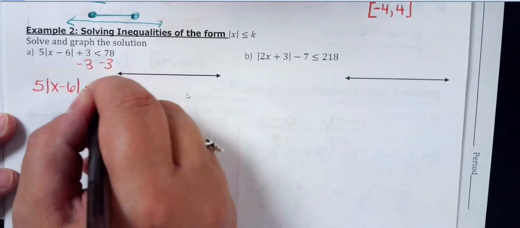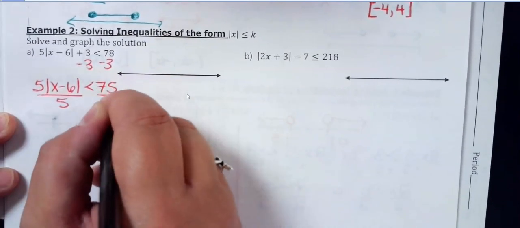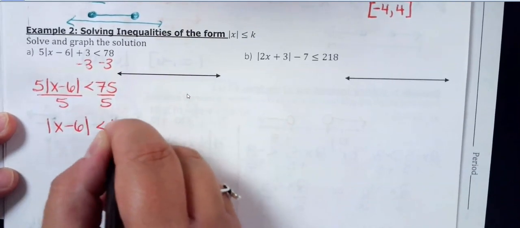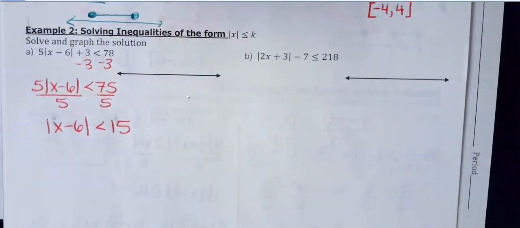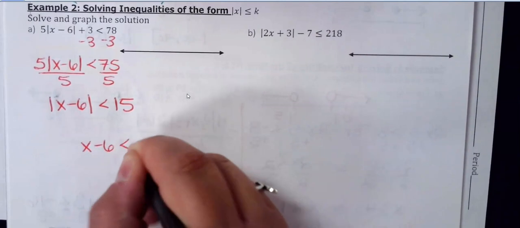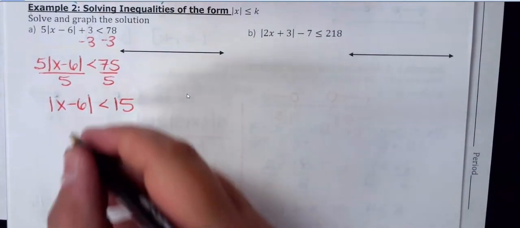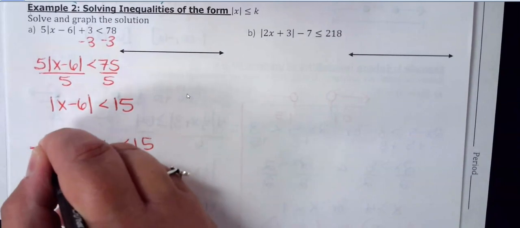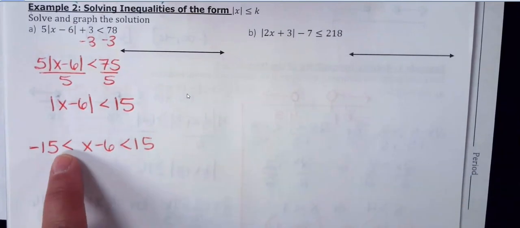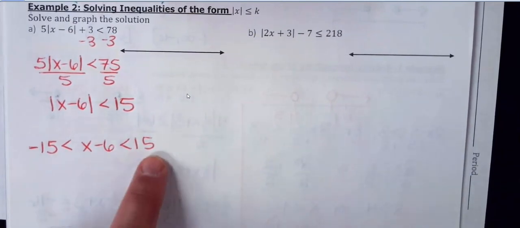Perfect. All right. Don't distribute, divide. This is going to be less than 15. Okay. So if I'm less than, it's going to be an and statement. What I'm going to do is I'm going to just put that, whatever's inside that absolute value, I'm just going to copy that right down, just drop the absolute value, and just on the other side of it, I'm going to put the number that is opposite that 15, so that'd be -15. This is saying x minus 6 has to be greater than -15 and less than 15.